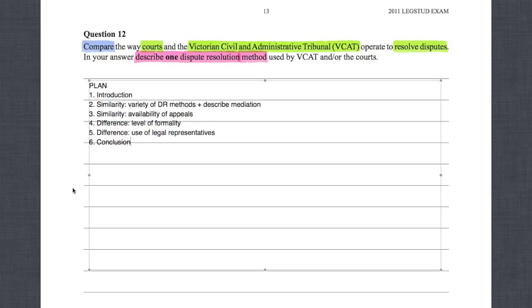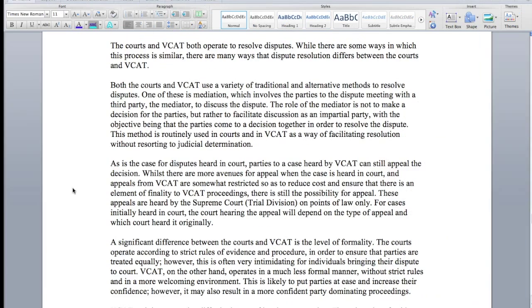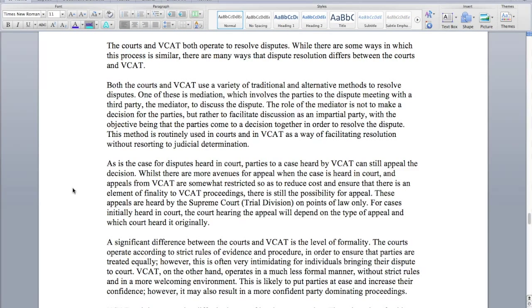What I suggest you do now is go and have a read of the answer that I've linked you to. Once you've done that, come back to the video. We're going to go through it and see exactly how to answer this question correctly. Okay, so by now we should have read this answer. We're going to have a look at it.